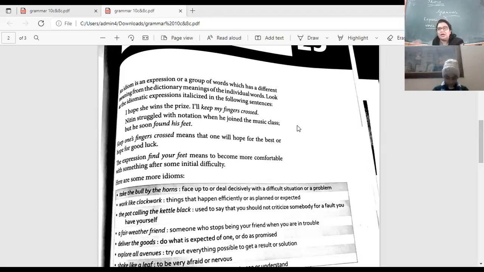When you look at the language of idioms, they're very different, and you try to guess the meanings. But the meaning is very, very different from what the group of words are trying to convey. So let's give an example here, like, keep my fingers crossed, right?